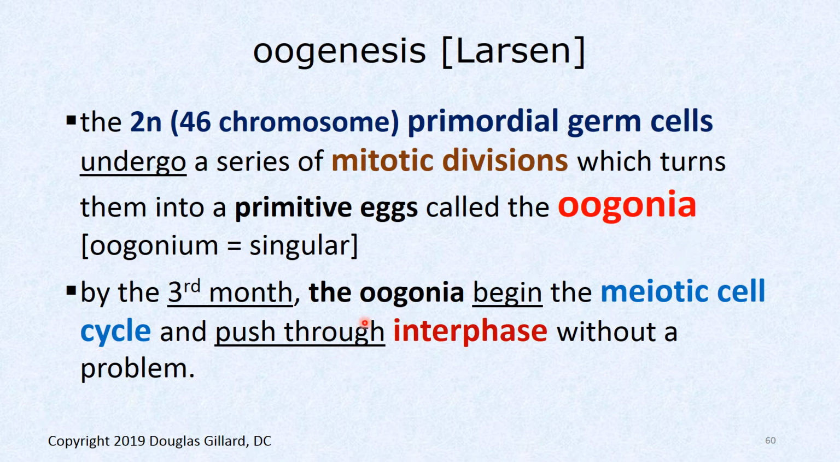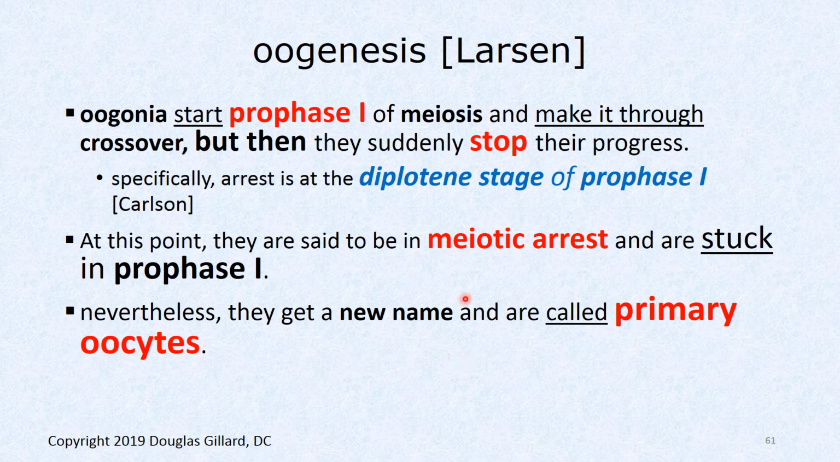Anyway, 3rd month. So the 3rd month of development, still in your mommy's tummy, just a little tiny thing, right? The 3rd month, the oogonia begin meiotic cell division. And okay, great. So they go through interphase, no problem. And they start into, remember IPMAT? They make it through the crossover stage, but then all of a sudden they stop. And they're stuck in prophase.